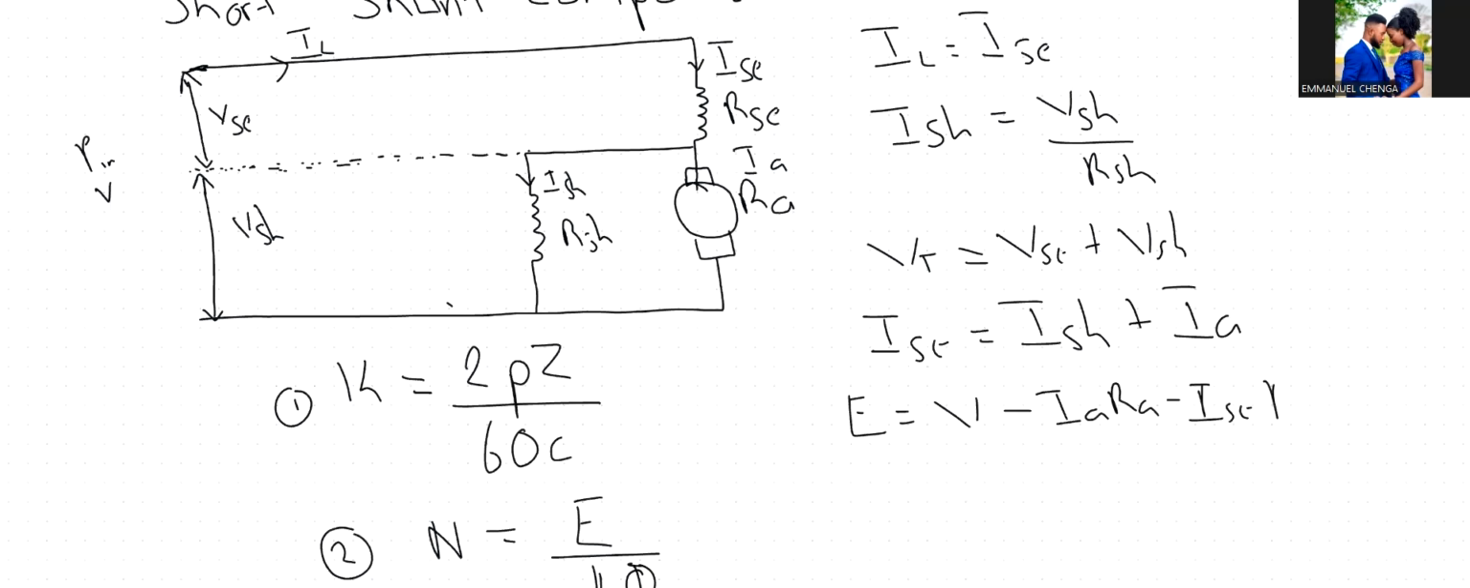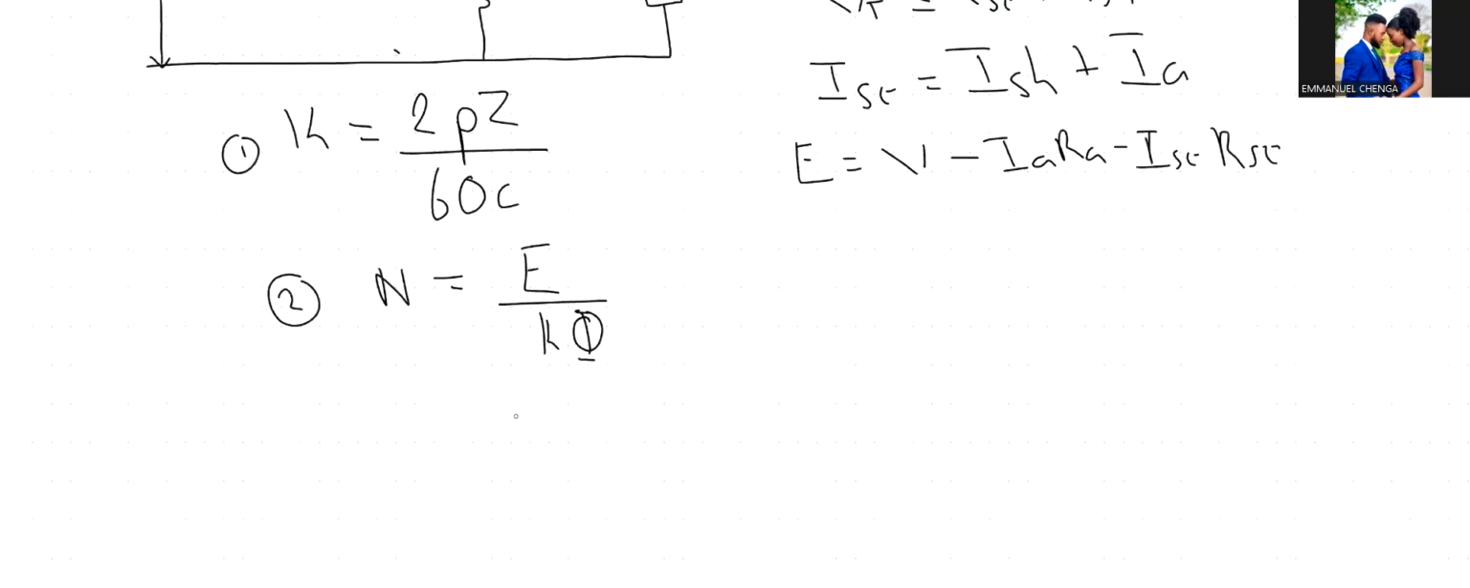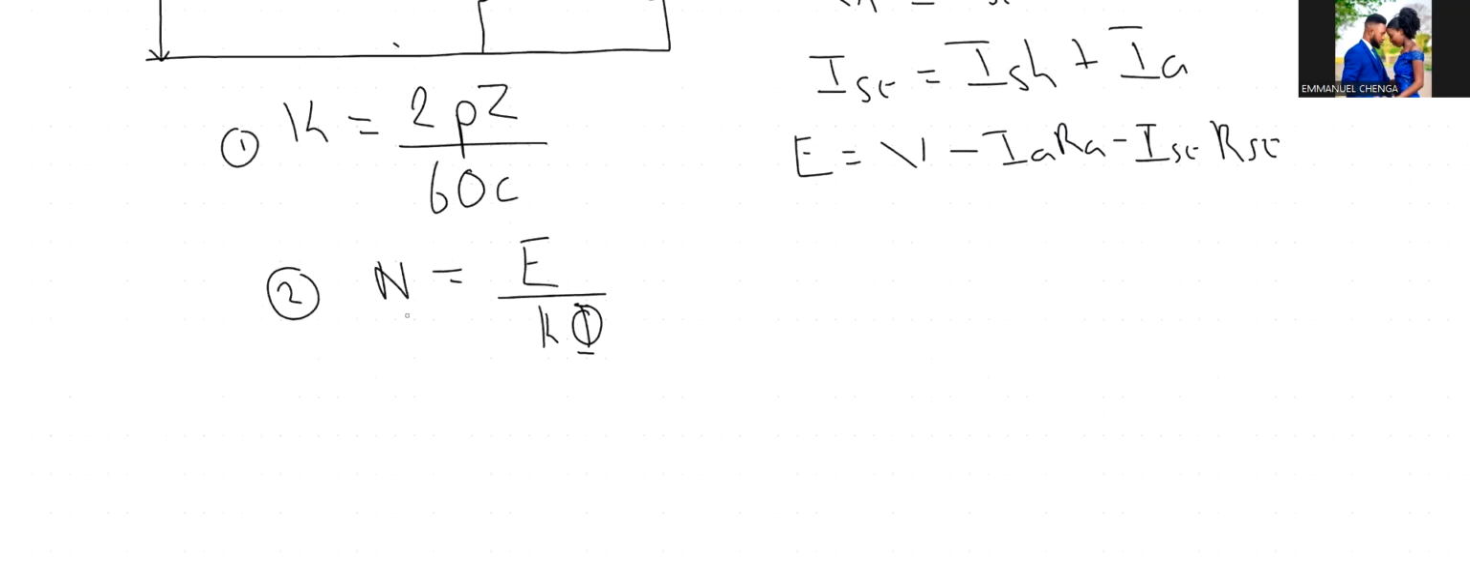And as I said, if you are given the brush, you can also include the brush resistance and the brush voltage. Okay, and then you also have this formula to calculate the motor constant, which is 2PZ divided by 60C, of which I've already explained in the previous video what P is, what Z is, and what C is. And this one you can use to calculate your speed, which is revolutions per minute, which is going to be E divided by the motor constant multiplied by the flux.